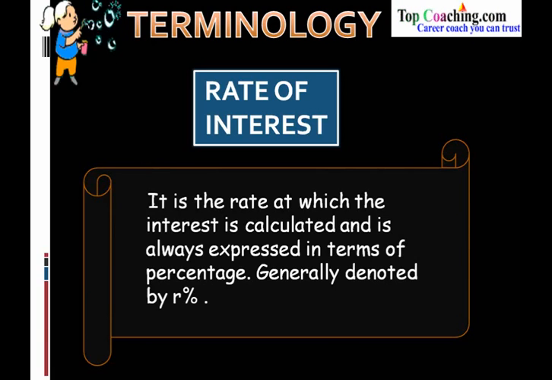Now we do not calculate this interest arbitrarily. There is a fixed rule or there is a fixed rate of interest that helps us to calculate the interest on a particular sum of money that we have deposited with the bank. And so this rate at which the interest is calculated is known as the rate of interest, and this is always expressed in terms of percentage. And generally this is denoted by R percent. So basically we are going to use these terminologies: principal, rate of interest, time, and the amount.